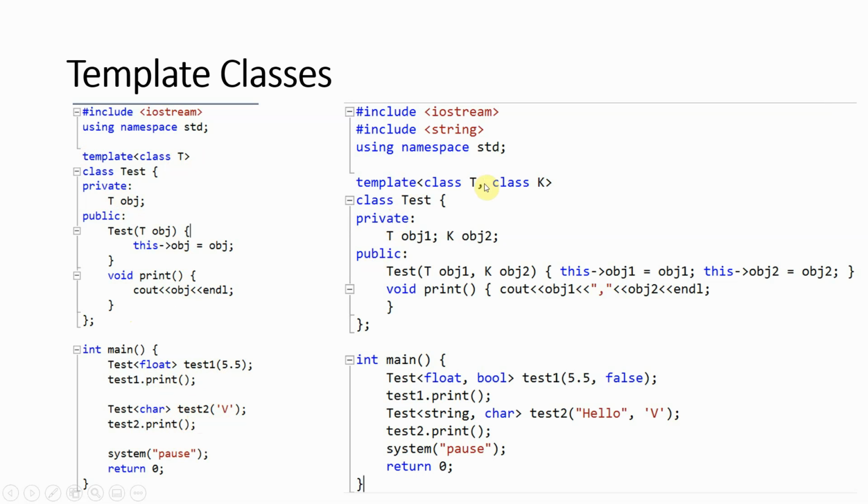Also, I wanted to show you that we can have multiple data types in the template prefix. So here we say that we have two variable data types. You can have as many as you want. T and K are both going to be member variables of this class. We don't know what their data type is. When we instantiate objects of this class, we're going to specify what T and K are. And here you see the non-default constructor and a print member function for this class. And you see that here we specified that T is going to be float and K is going to be boolean for test1, and for test2 T is going to be string and K is going to be character.